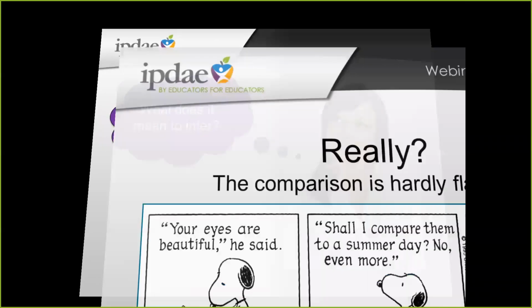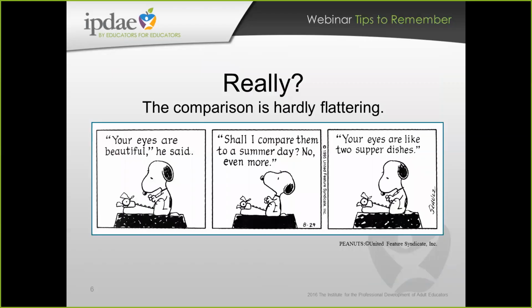You know, I think you're right. And since you were talking about eyes a little bit ago, Snoopy says, "Your eyes are beautiful. Shall I compare them to a summer day? No, even more. Your eyes are like two supper dishes." I don't know that that was a real flattering comment about whoever Snoopy was writing to. But we could make an inference here that to Snoopy, there's something as wonderful as supper. And so he really did mean it as a compliment.